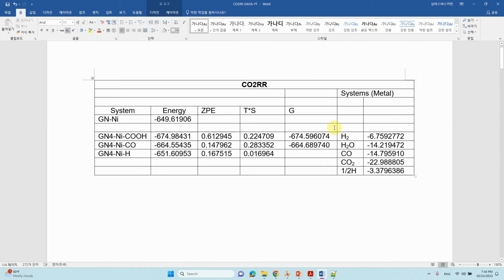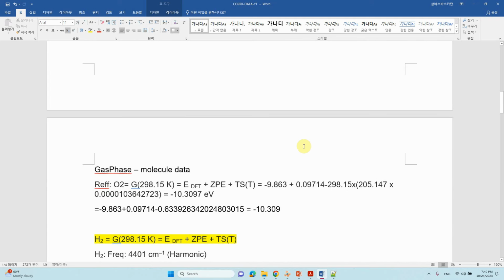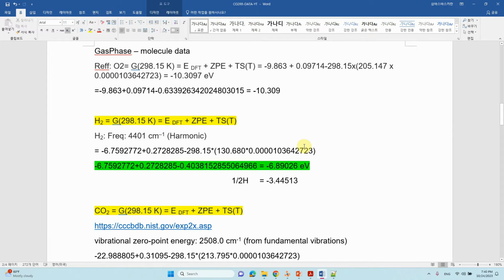Then you have to do the zero point energy correction and T del S correction for the small molecules. I also made some videos for this, on how to correct zero point energy and T del S from the total energy of the small molecule. You can check this with the frequency. This is the experimental zero point energy and entropy. So this is the calculation method, just follow this one.